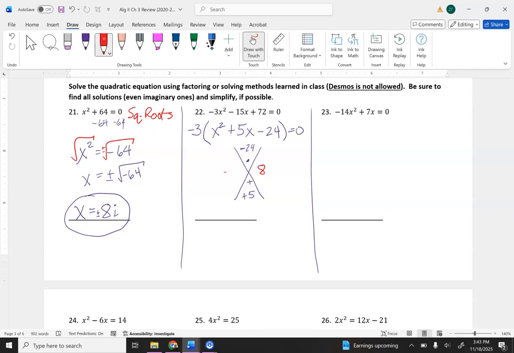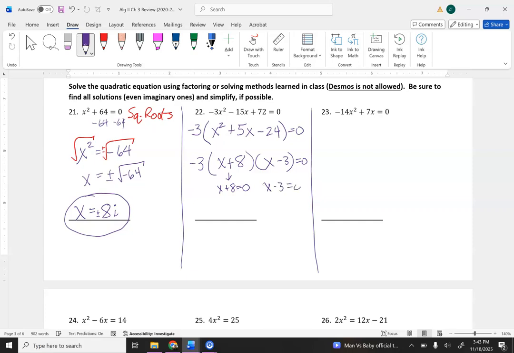We've got an 8 and a negative 3. Since this is reverse FOIL, that's it. Those are our numbers, 8 and negative 3. So we can write the factorization then. So the negative 3 is out here. So that would be x plus 8 and x minus 3. Now, we're not done. We actually have to solve the equation. So we have to say, when does x plus 8 equal 0?